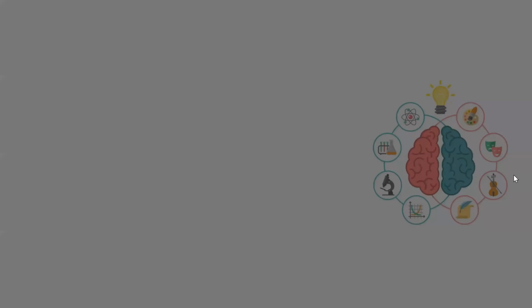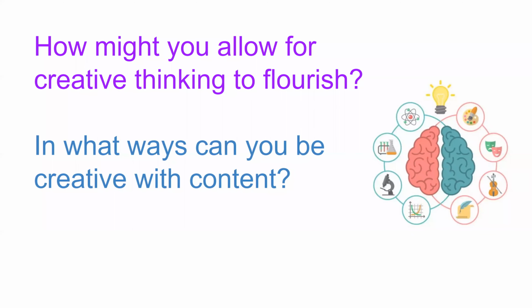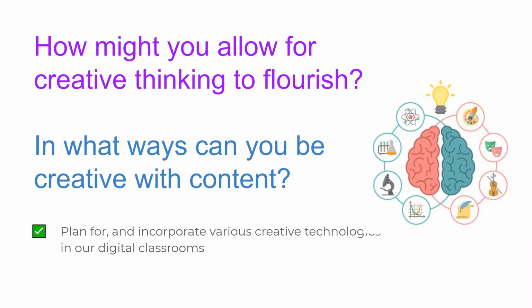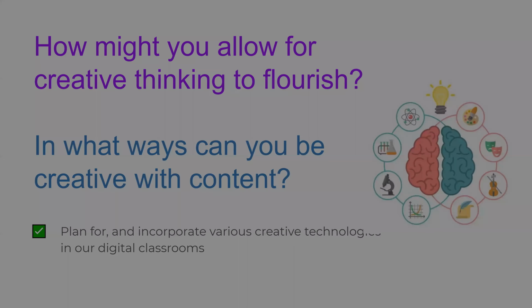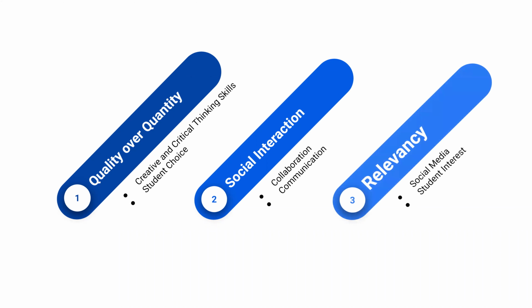All right, we're going to jump into our next area. Just a reminder, I'm going to give you some pre-thinking time. How might you allow for creative thinking to flourish in your classroom? And in what ways can you be creative with content? Again, this is going back to this success criteria. I want you to plan for and incorporate various creative technologies in your digital classrooms. All right, so this time, I'm so excited about this. We are still looking at quality over content, social interaction, relevancy, and of course, we have that teacher clarity there as well.